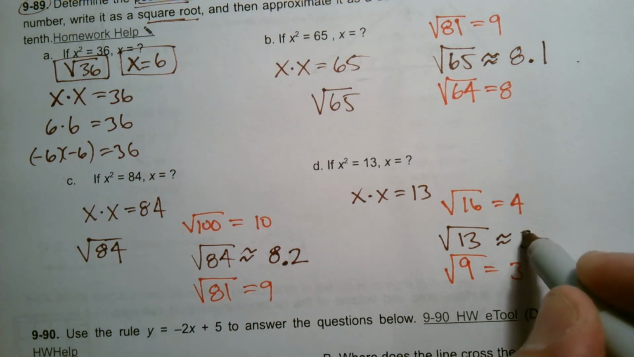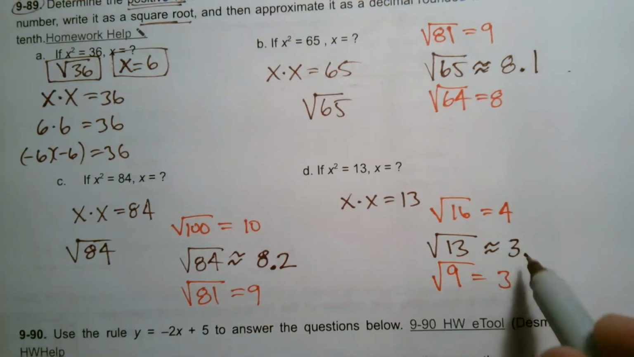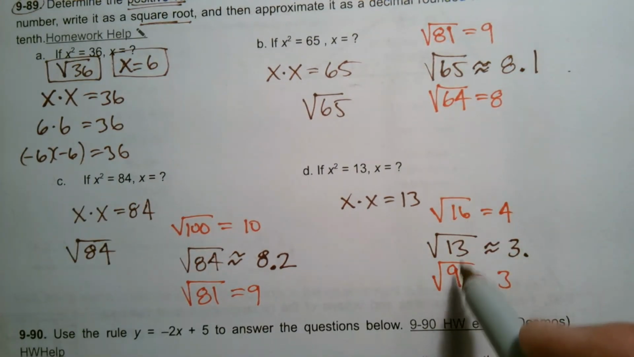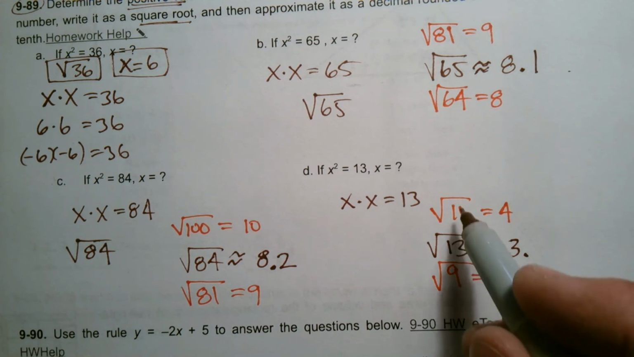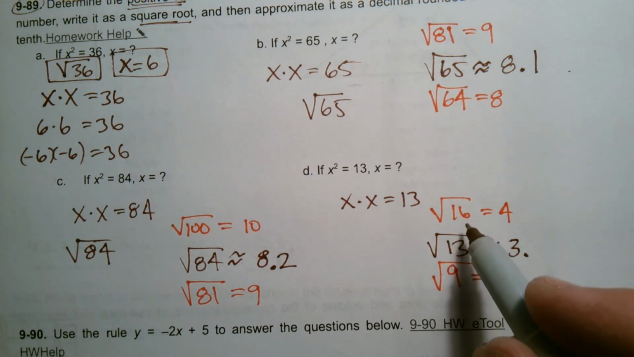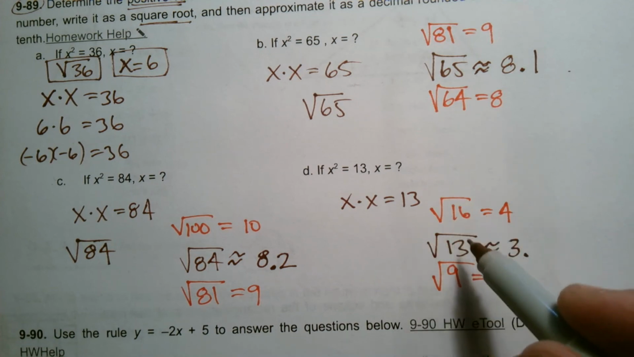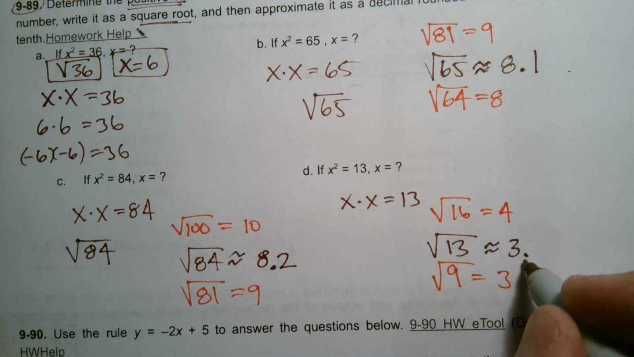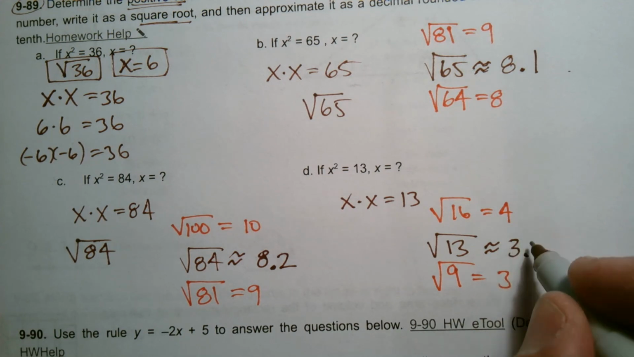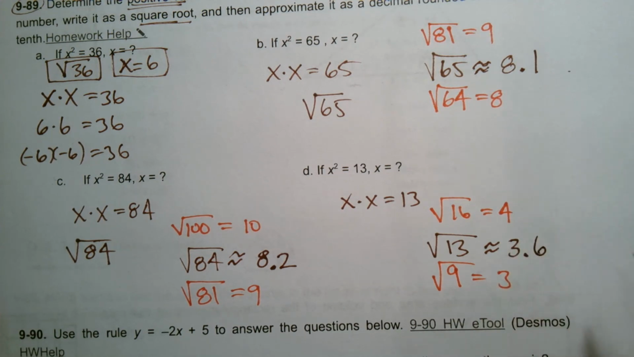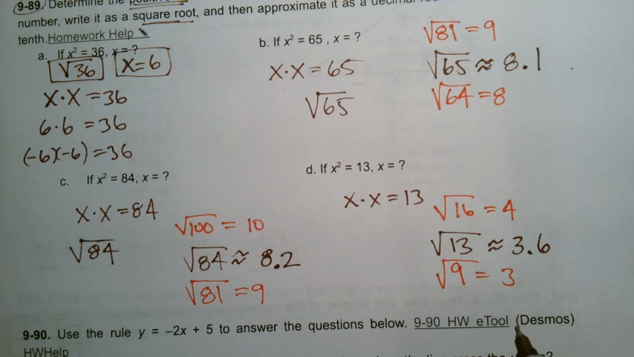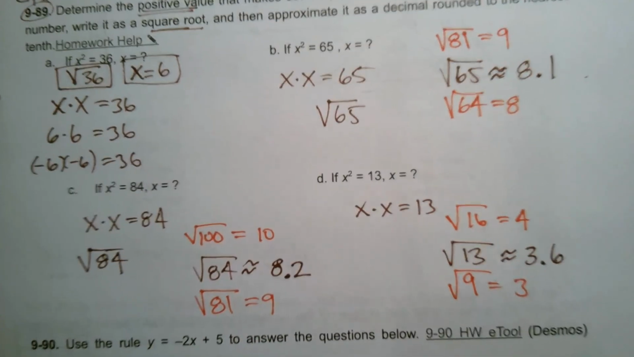I know my answer has got to be approximately 3 point something. It's 4 away from 9, but 3 away from 16. So it's above the middle, closer to 4. It's not going to be 3.5. It's above that, so maybe 3.6 or 3.7, something to that effect. Okay, all right, there we go.